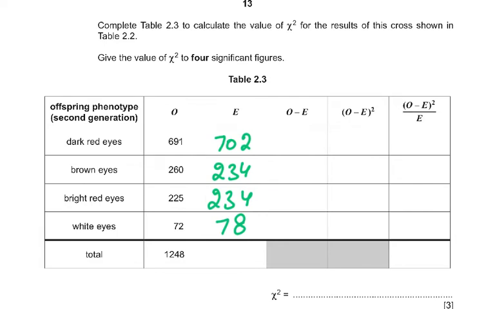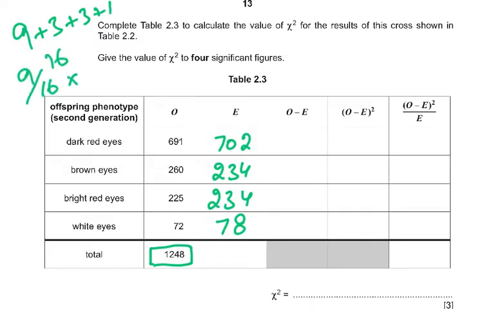Now, how do we calculate this expected ratio? So 9 out of 16 into 1248. Why? Because 1248 was the total number. So 9 out of 16, because 9 plus 3 plus 3 plus 1 is 16. So 9 out of 16 into 1248, then 3 out of 16 into 1248, and then 1 out of 16 into 1248. So this is how you would get the expected ratio.